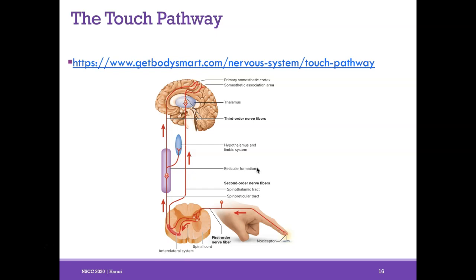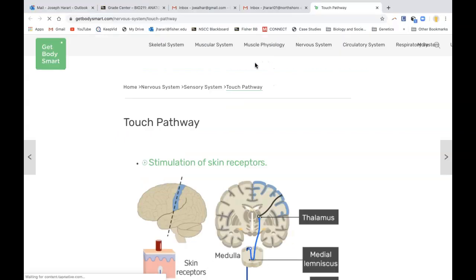This is one thing I want you to understand. I want you to know the basic pathway. How does our brain perceive touch? What's the pathway from a nociceptor to the somatosensory cortex? The best way to understand that is this link over here, which I would highly recommend.